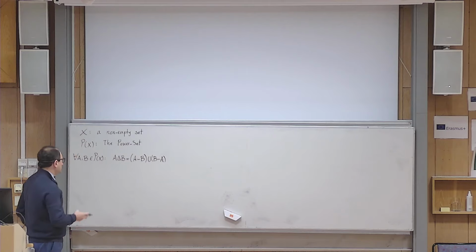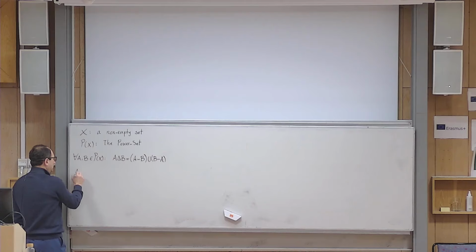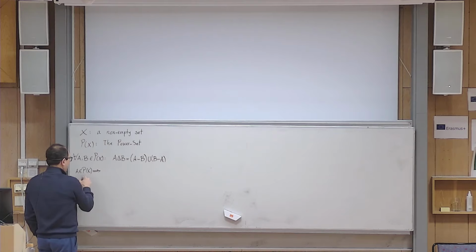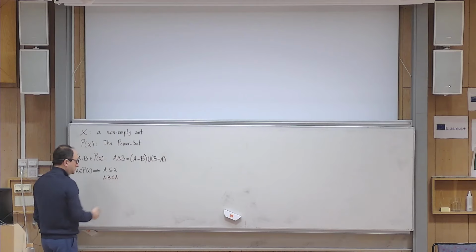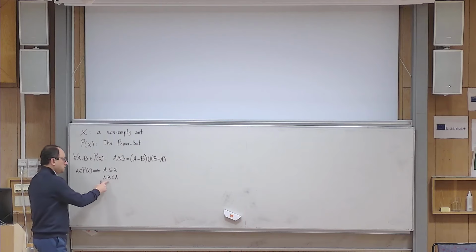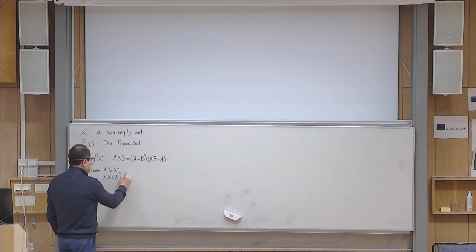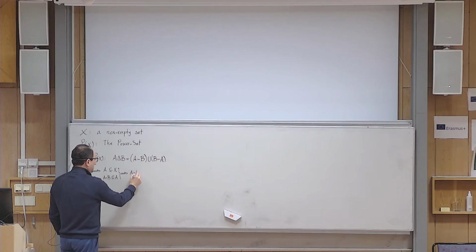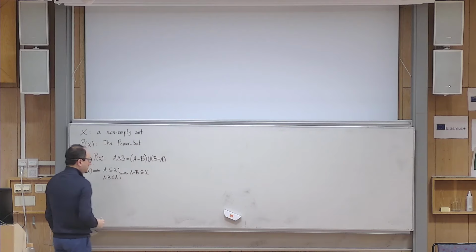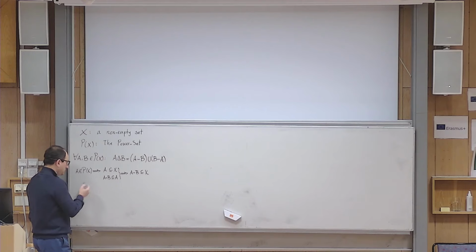Okay, that is very simple because if A belongs to P of X, you know that this means by definition A is a subset of X. On the other hand, you know that A minus B is itself a subset of A. Yes? So A minus B is a subset of A, and A is a subset of X. So from these two, I can conclude that A minus B is indeed a subset of X. This is very simple, but if you want to do it rigorously, you can write something like this.